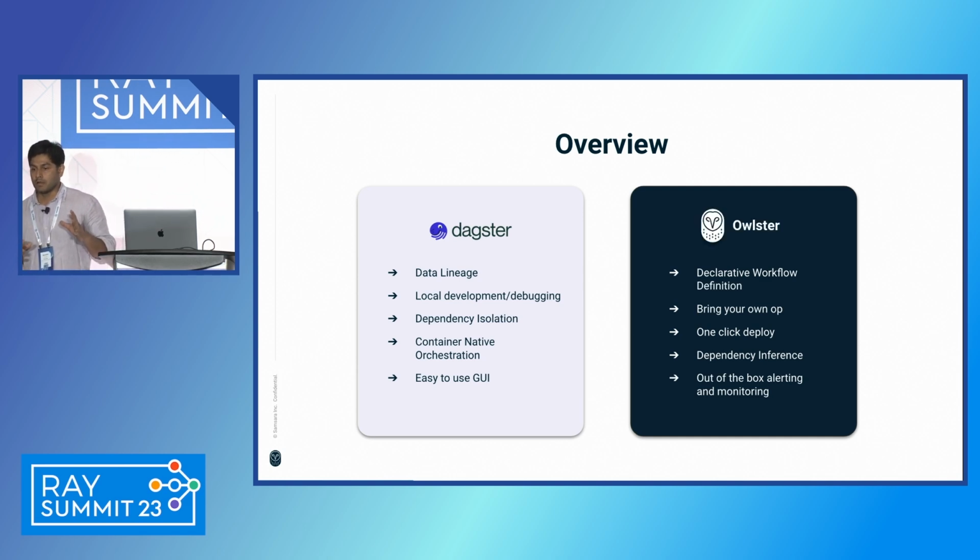Owlster is a Python wrapper which works on top of Dagster. And what it does is it offers a YAML-based interface for the scientist to specify his pipeline without using any code. It also supports one-click deploy. It also supports out-of-the-box alerting and monitoring. But the main use case is that you can define your pipeline completely in YAML without any code.